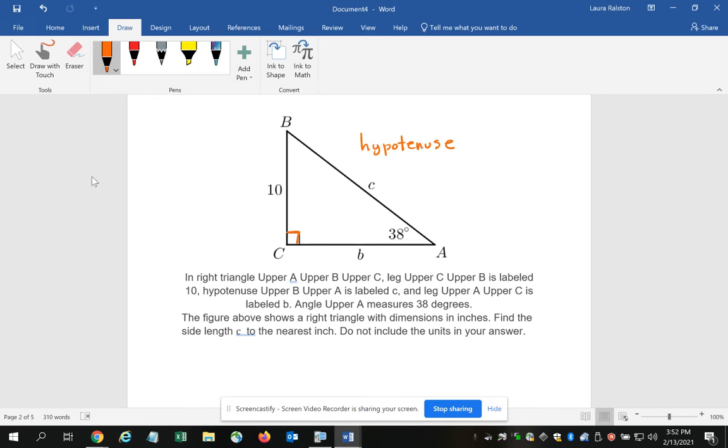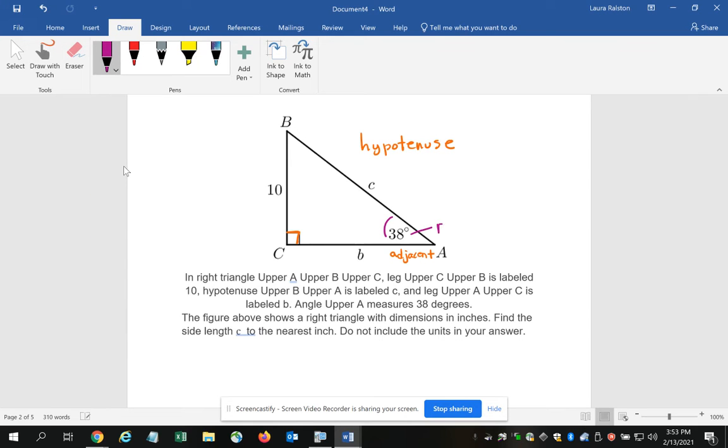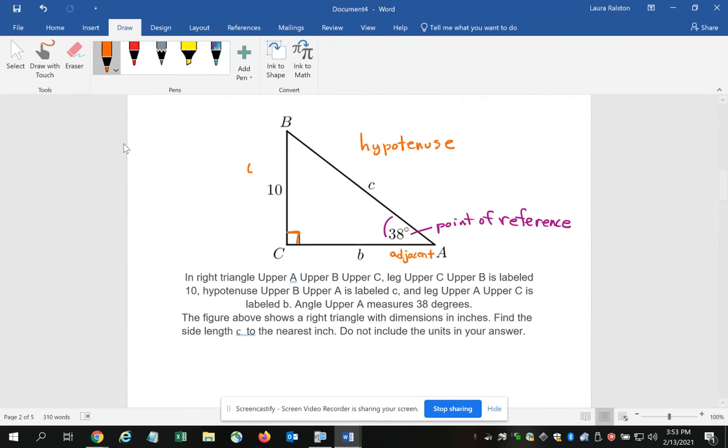I have angle B and angle A. It indicates that angle A is 38 degrees. B would be adjacent to the angle that we know. Again, remember this 38 degree angle that we know becomes our point of reference. And the side opposite that angle is labeled 10. So this is the opposite side.